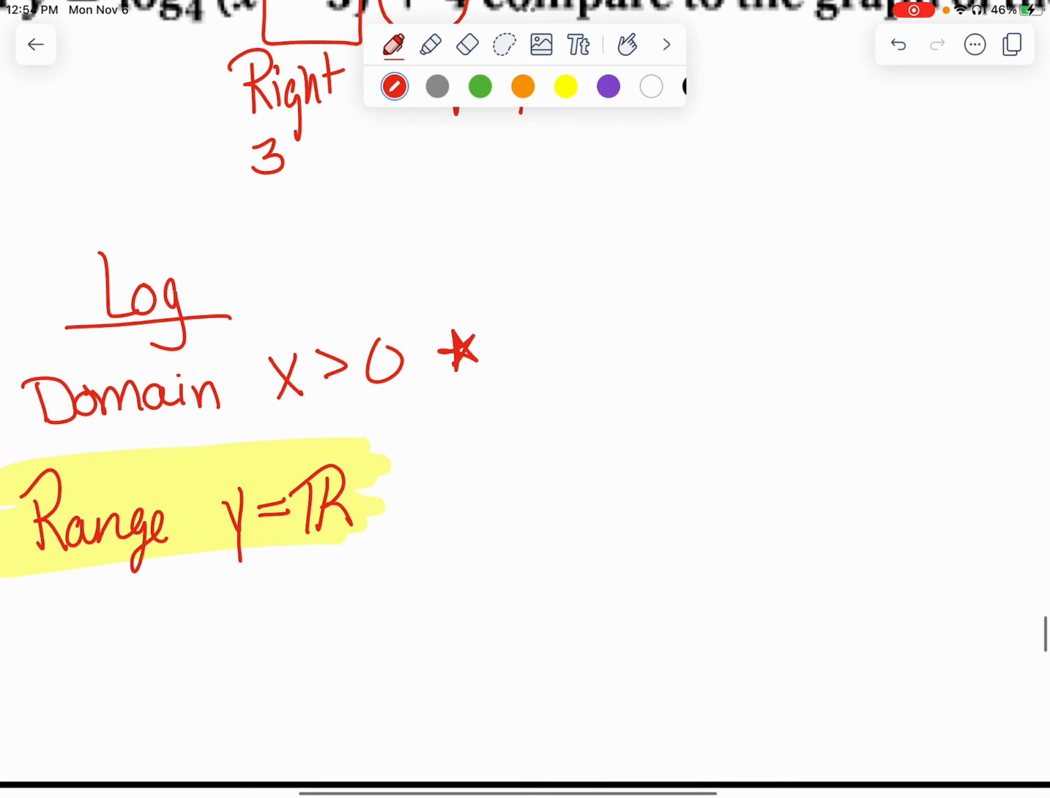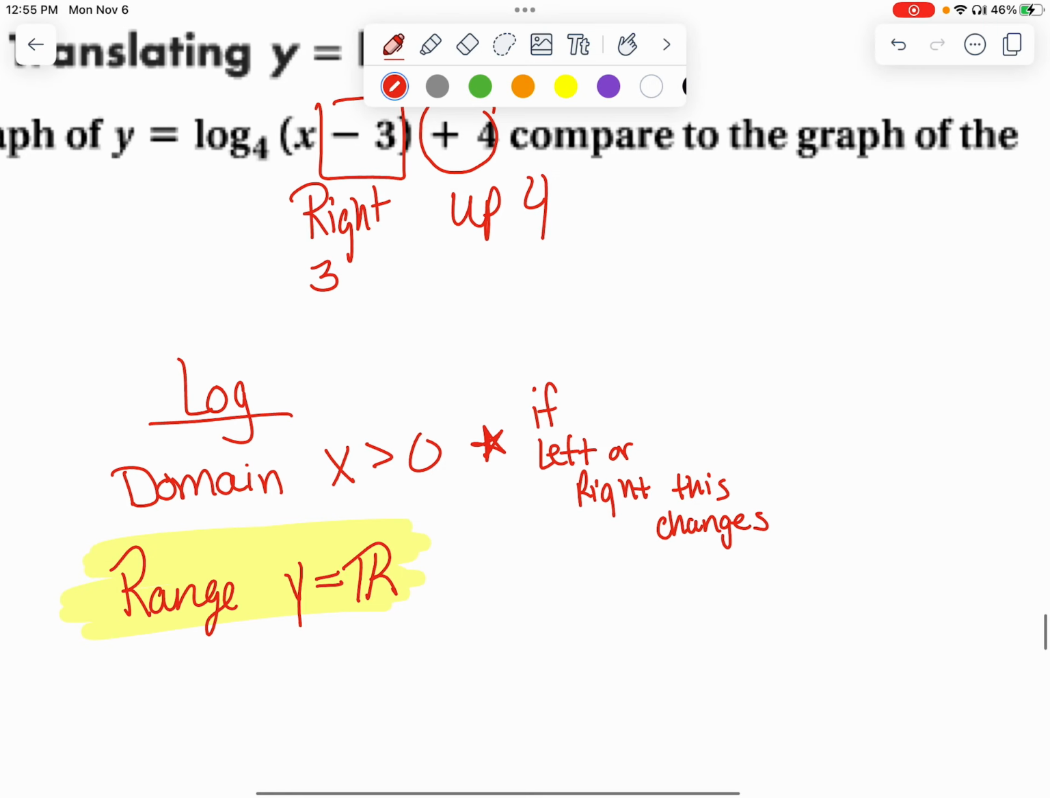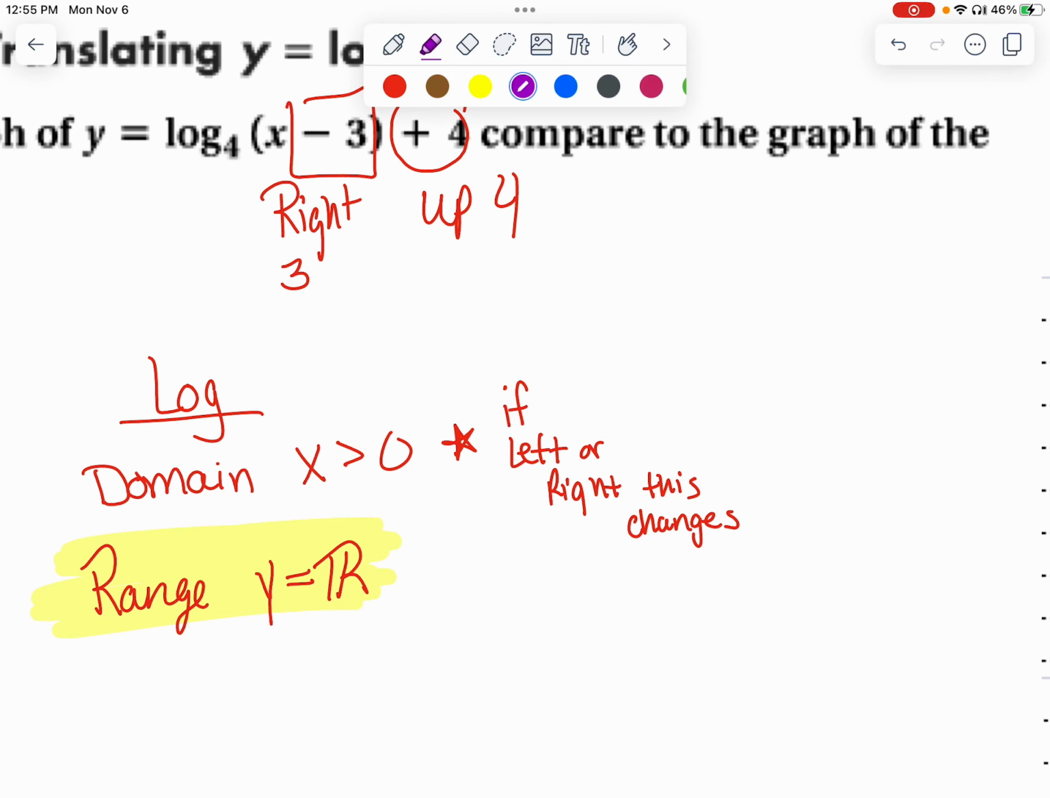Now, if the graph moves left or right, this changes. I'll count to 5 in my head because I know I write really fast. So if it moves left or right, this changes. Well, this graph did move right, didn't it? And you see up here how we have this right of 3. I think it's important that you realize then that this is no longer 0, it's 3. Because if you think about 0 moving to the right 3 units, you're going to land at 3.